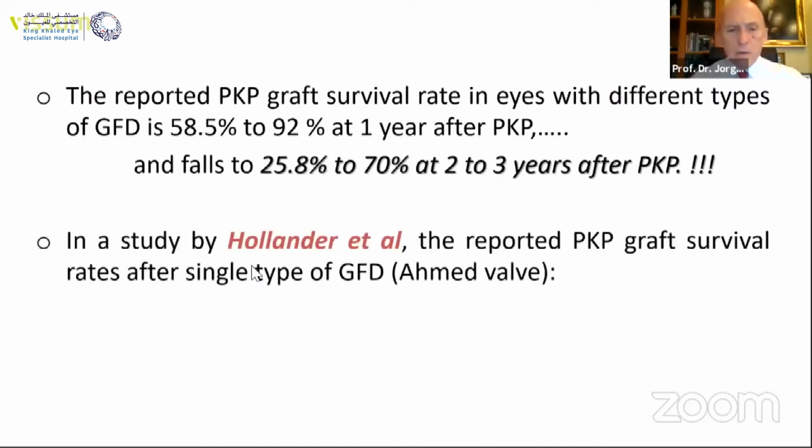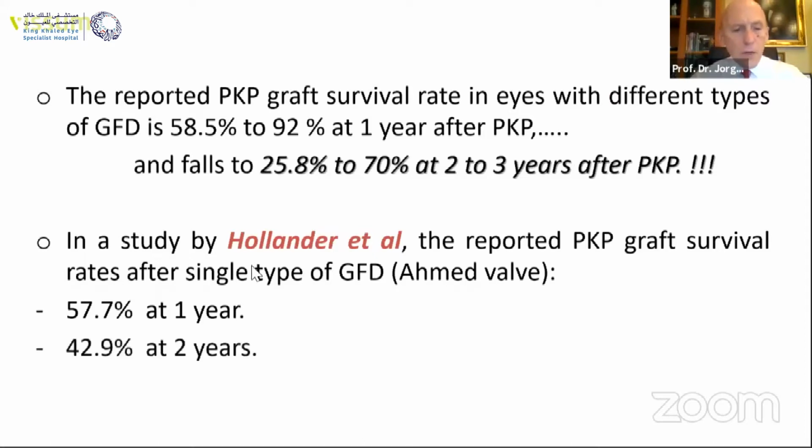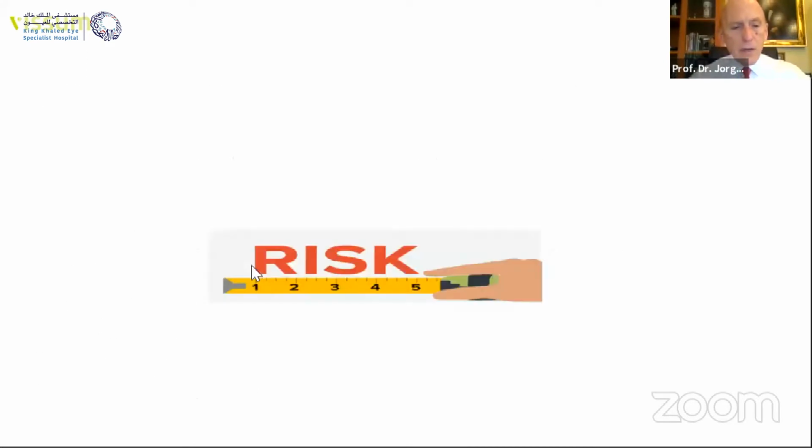This has been confirmed by many authors, and indeed this happens even with only one surgery, and in cases in which surgery has been performed before the corneal graft. Look at this data from Hollander, in which graft survival following one particular type, the Ahmed valve or glaucoma filtering procedure, was 57.7% at 1 year, which is not a good number, but was 42.9% at 2 years, and only 41% at 3 years. So look how this surgery, even if properly performed, has a very negative impact on the outcome.